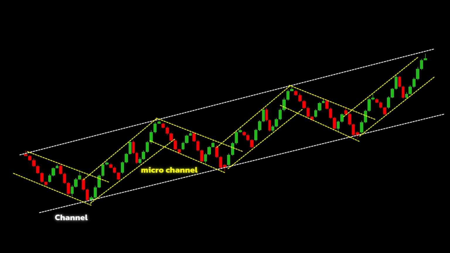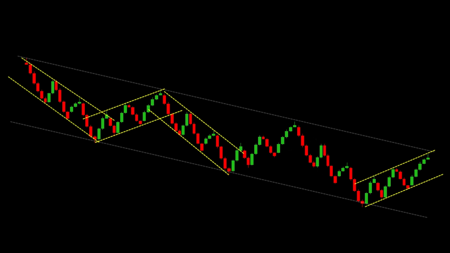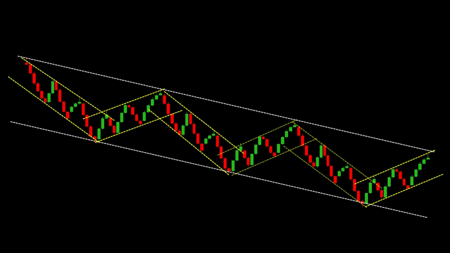One very important rule is that trades taken within microchannels should be aligned with the direction of the larger channel. For example, if we have a major downtrend channel and we want to trade within its microchannels, we should wait for a bearish microchannel to form. Then, the ideal approach is to look for short opportunities near the top of that microchannel.